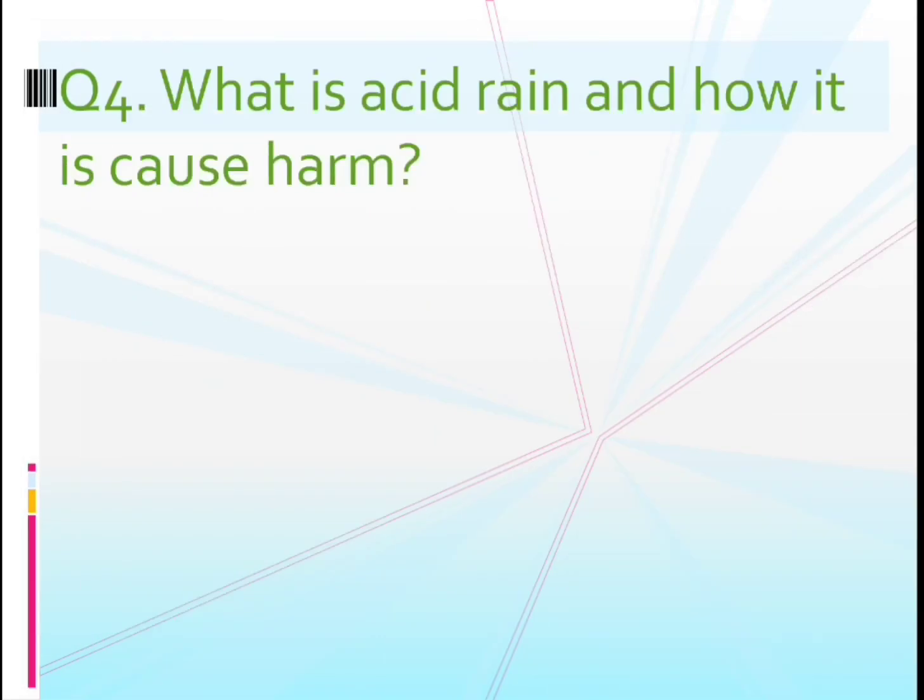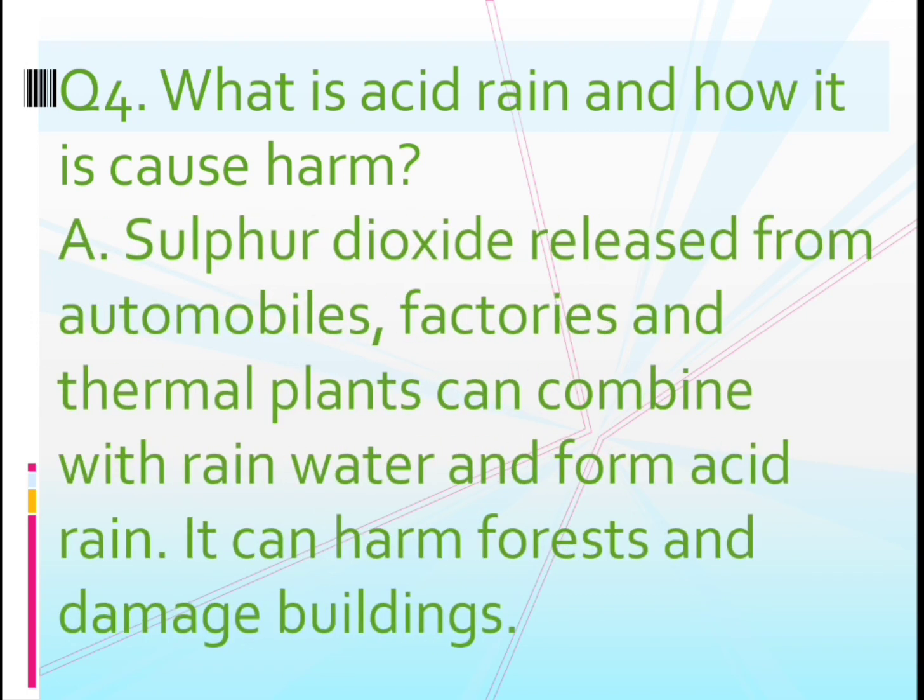Coming to your next question, what is acid rain? How can it cause harm? When the sulfur dioxide released from the automobiles or from the thermal plants or factories combines with the rainwater, it forms acid rain. And how can it cause harm? It can harm the forest. That means it can kill the trees in the forest and also damage the buildings. So write these two answers in your classwork and please learn them, children.